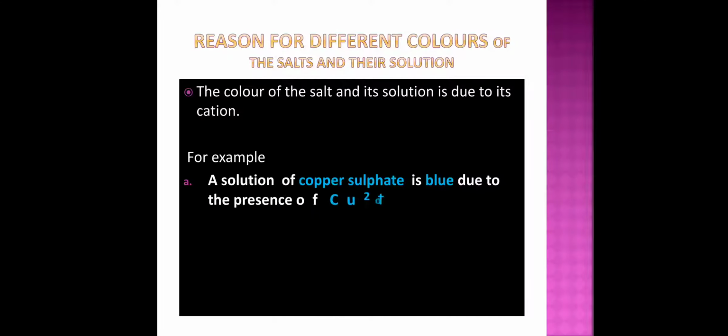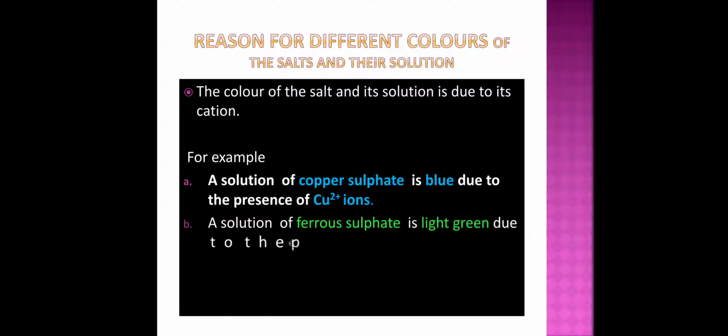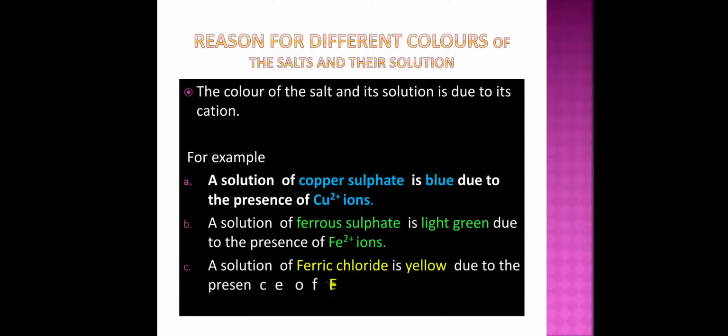A solution of copper sulfate is blue due to the presence of copper ions. The cupric ions, or Cu2+ ions, impart a blue color to the copper sulfate salt, and hence a blue color to its solution as well. A solution of ferrous sulfate is light green due to the presence of ferrous ions. A solution of ferric chloride is yellow in color due to the presence of the ferric ion. Ferric ions give a yellow color to the ferric chloride solution.